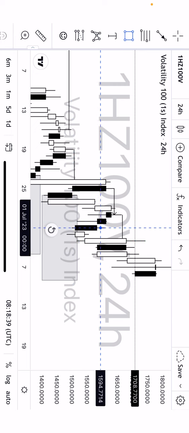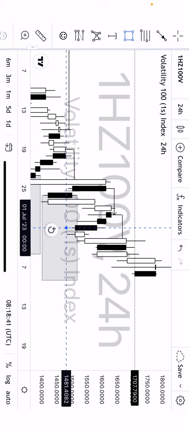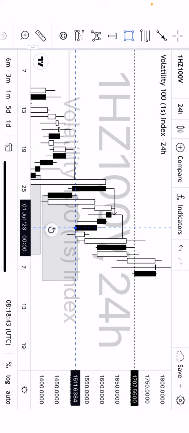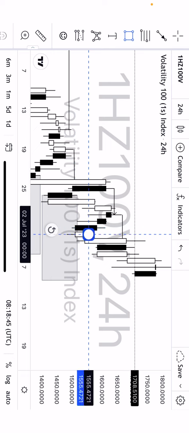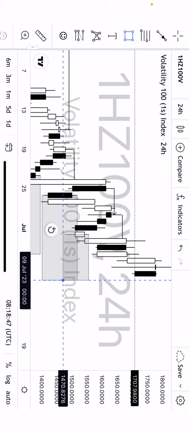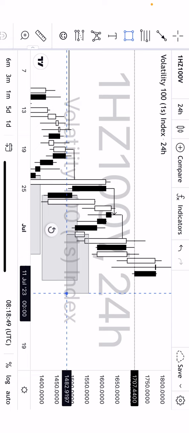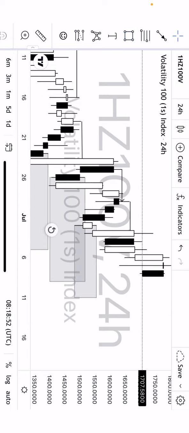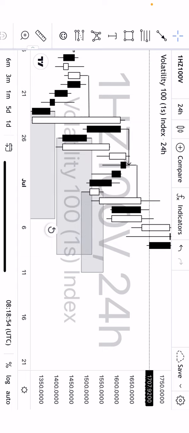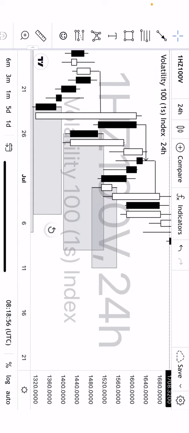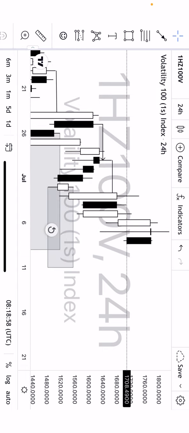Why, guys? Because you can see this was the last one that took out the low. So we're marking out this as our sponsored candle. The market has not tapped into it. So I won't be surprised if the market comes back to tap into it and continue movement to the upside. So this is how you are going to be analyzing the market.